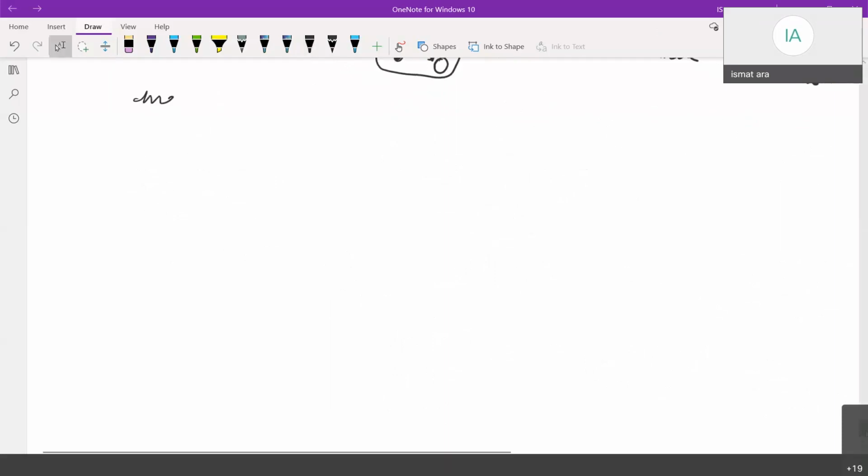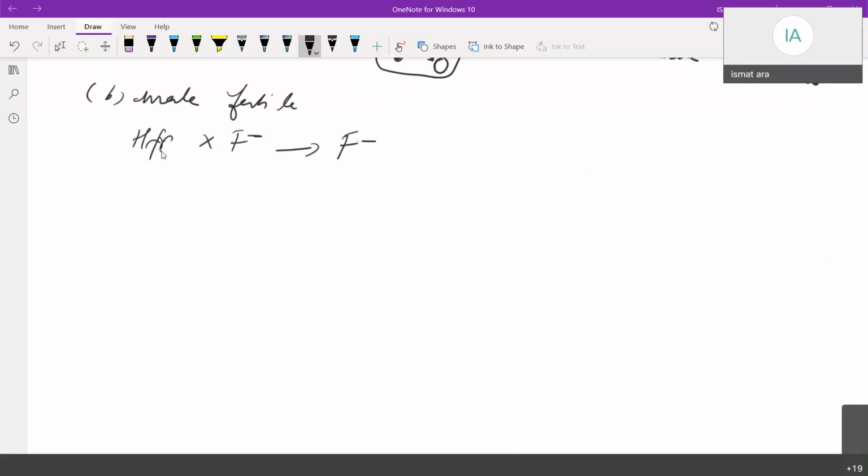And the second type is again the second part. Suppose male is fertile. This is the second category. Better to write B. One cell is HFR, high frequency recombinant. You are crossing it with F minus cell. At the end, the cell is also F minus.